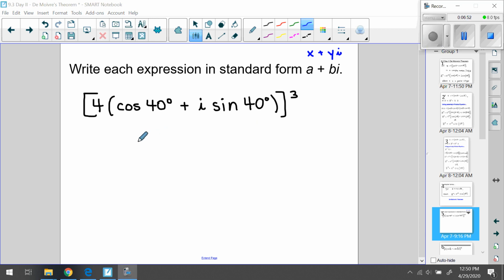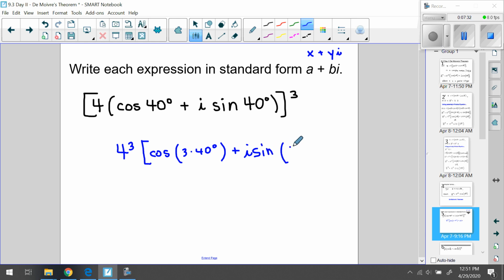So if we apply de Moivre's theorem, 4 is acting like our r value right now. Since we're taking this entire complex number to the third power, we'll say 4 to the third power. So 4 is our r value, n is 3 in this case. Then we're going to multiply that by cosine, and we're going to take that angle 40 and multiply it by that exponent 3. So 3 times 40 degrees, and then same thing, plus i sine 3 times 40 degrees.